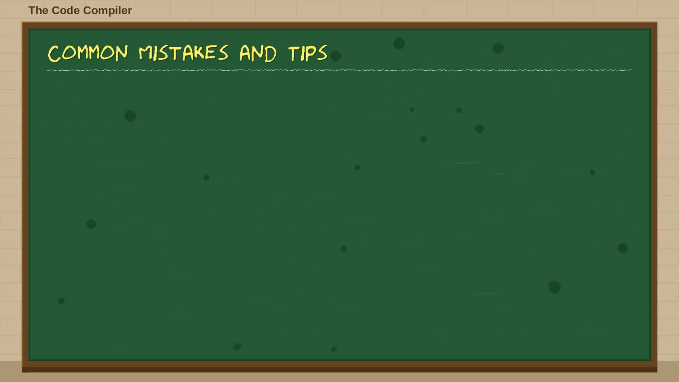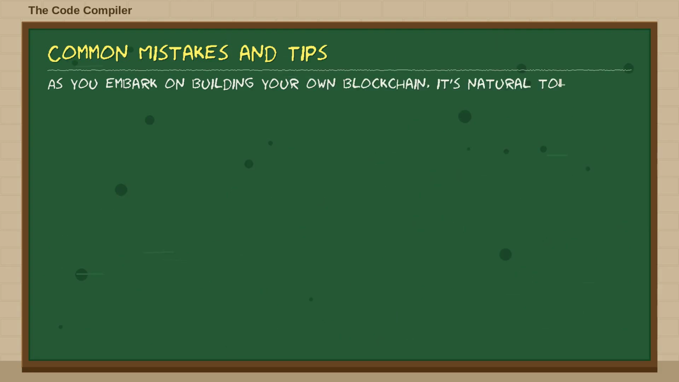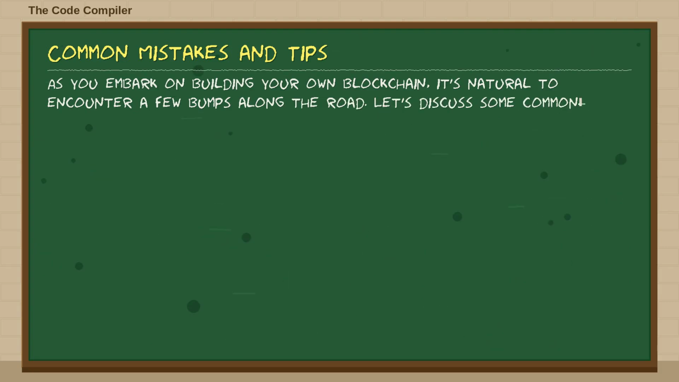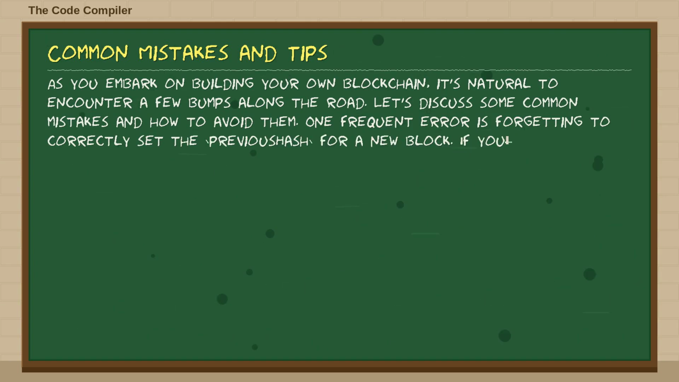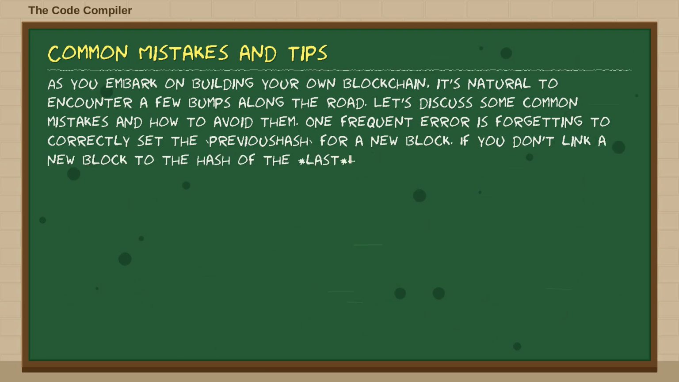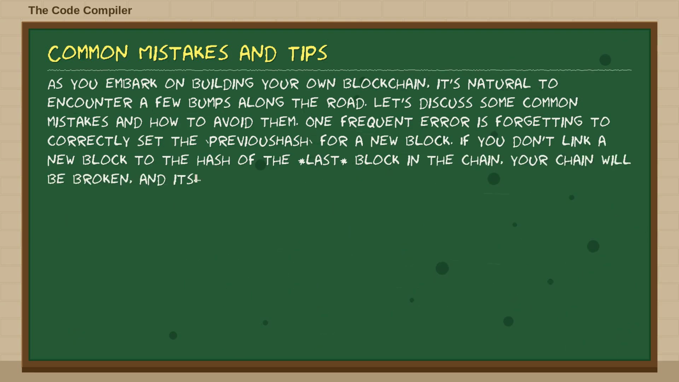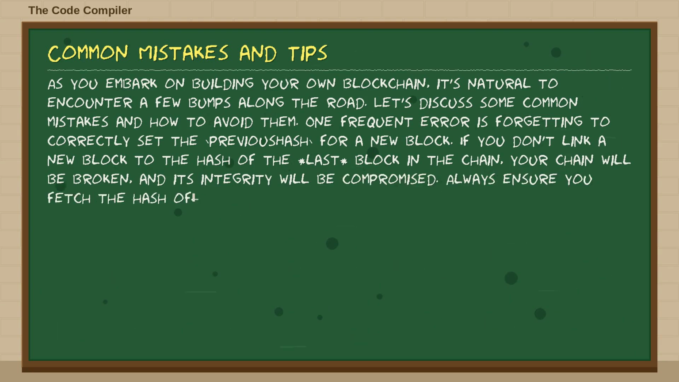As you embark on building your own blockchain, it's natural to encounter a few bumps along the road. Let's discuss some common mistakes and how to avoid them. One frequent error is forgetting to correctly set the previous hash for a new block. If you don't link a new block to the hash of the last block in the chain, your chain will be broken and its integrity will be compromised. Always ensure you fetch the hash of the most recent block before creating a new one.